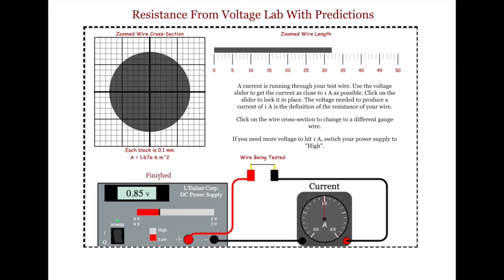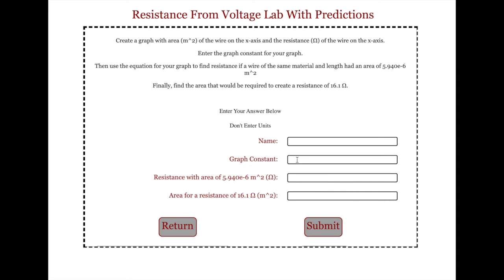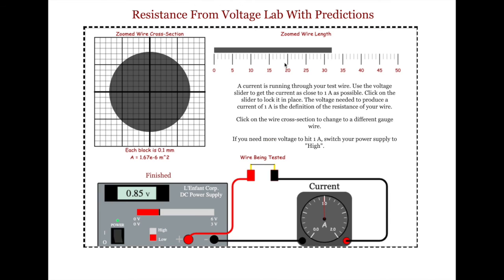At that point, you can click on the Finish button. You could type in the graph constant, and you can make some predictions based on data that you did not collect. The wires for these predictions will be made of the same material and have the same length as our original wire.